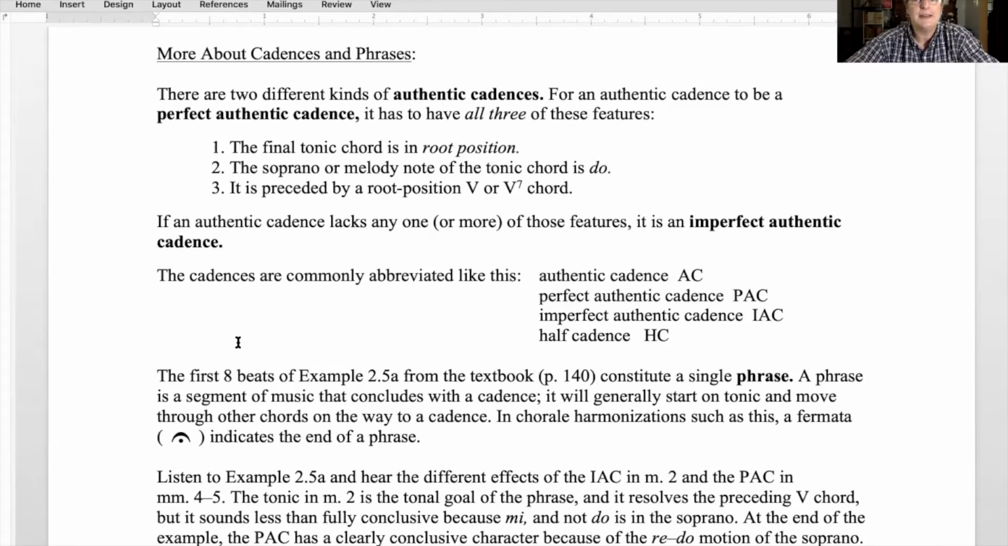In order for an authentic cadence to be a perfect authentic cadence, it has to have 3 features, and it has to have all of them. In a perfect authentic cadence, the final tonic chord is in root position, the soprano or melody note of that tonic chord is Do, scale degree 1, and the chord that precedes the final tonic chord is a root position 5 triad or a root position 5/7 chord. With all 3 of those, you have a perfect authentic cadence. Here are some examples.